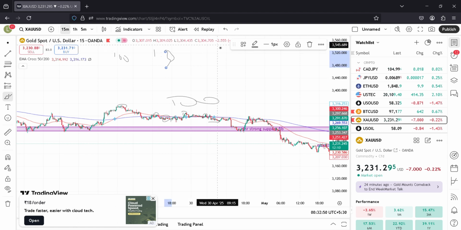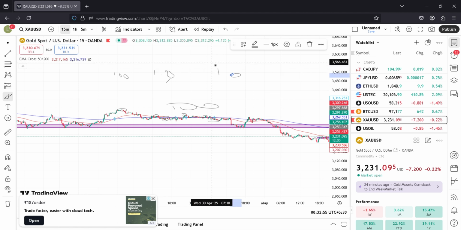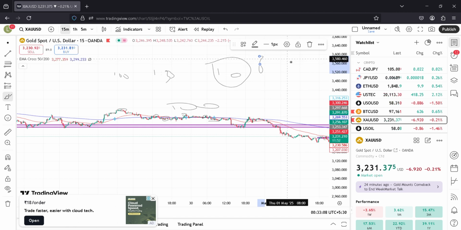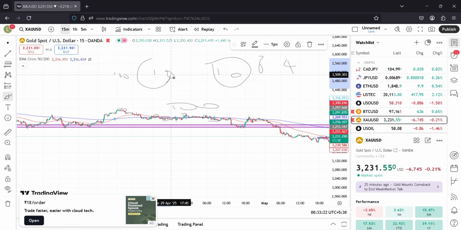Let me break it down this way. In 10 trades, if your win rate is 60%, in 10 trades you succeed 6 times and fail 4 times. Okay guys, 6 times succeeded and 4 times failed. You followed the 1:3 risk reward strategy.